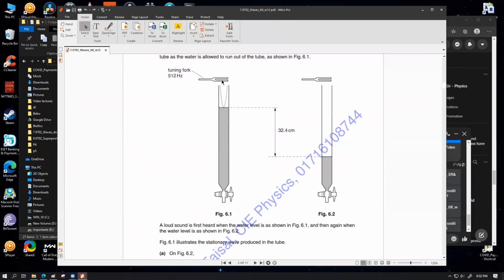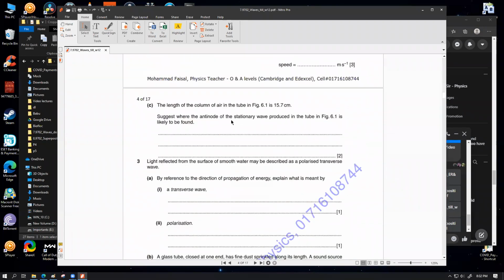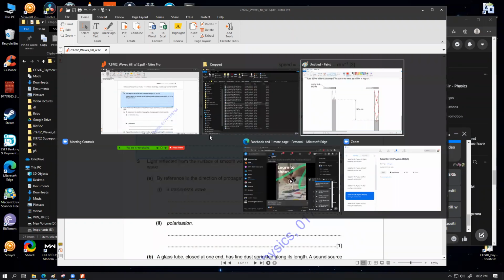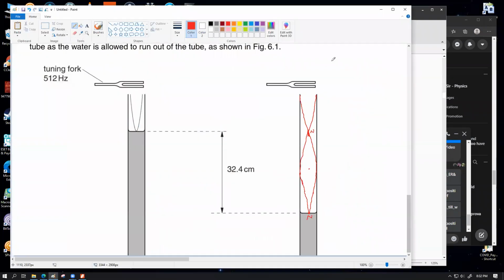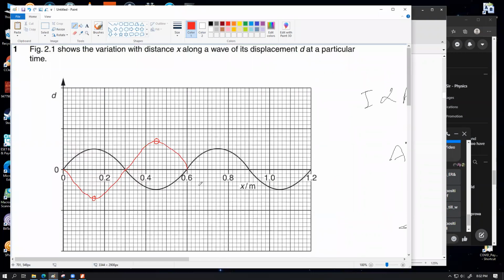So you do understand that the antinode was produced a difference amount above. The question says: suggest where the antinode of the stationary wave produced in figure 1 is likely to be found. This is a pretty simple question, so I might as well show you the calculation for this. They are asking us where the antinode is most likely to be found.